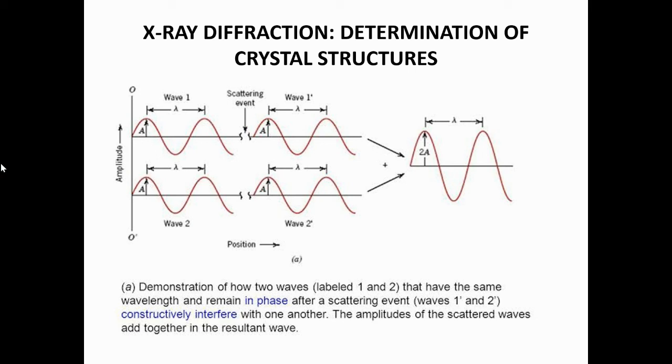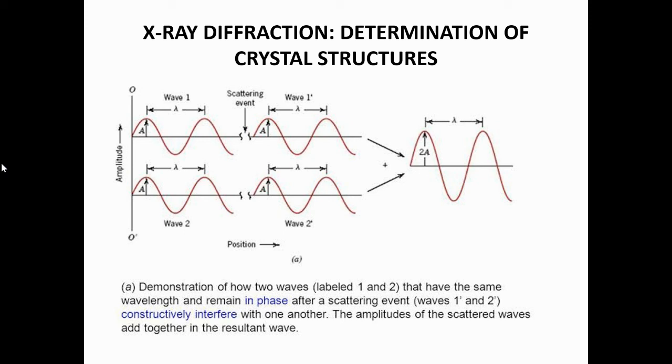Okay. So in this figure, you can see that wave 1 and wave 2 have the same wavelength, and are in phase at points O and O dash. Now, suppose that these waves are scattered by some obstacles. Then these waves can traverse different paths. Now, the phase relationship between these scattered waves will depend on the difference in path length.